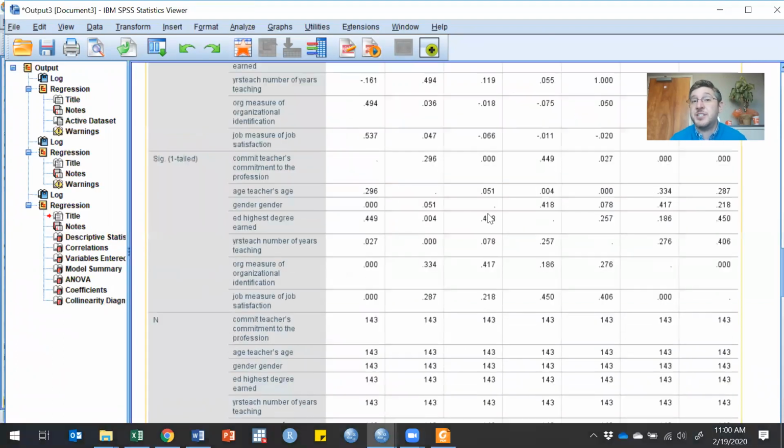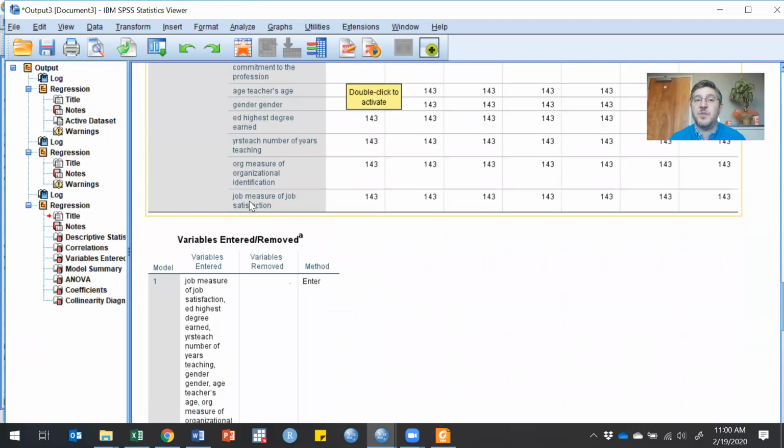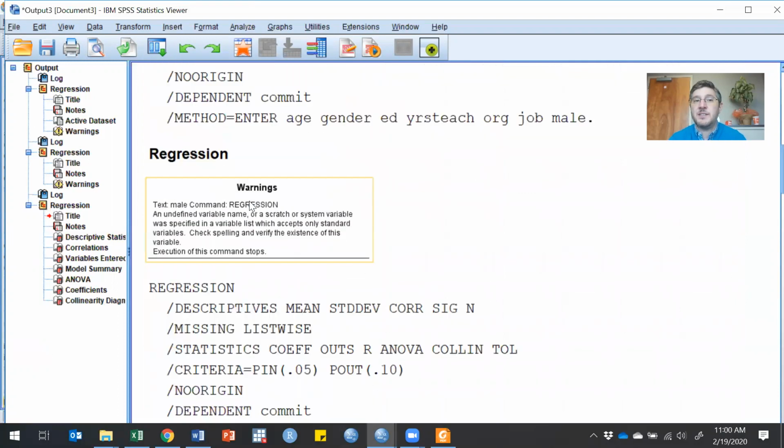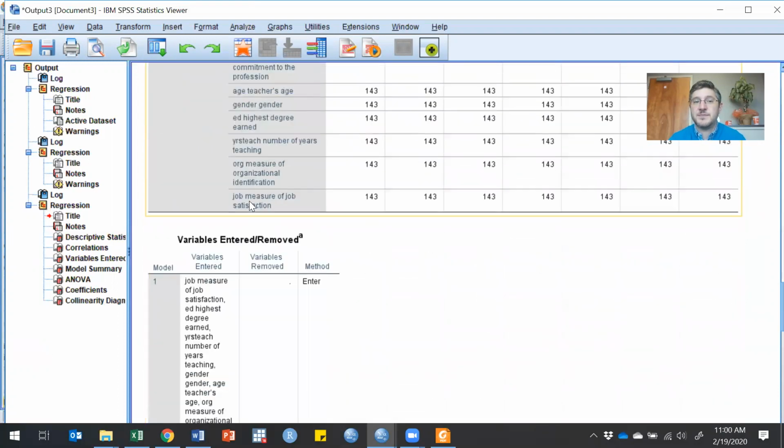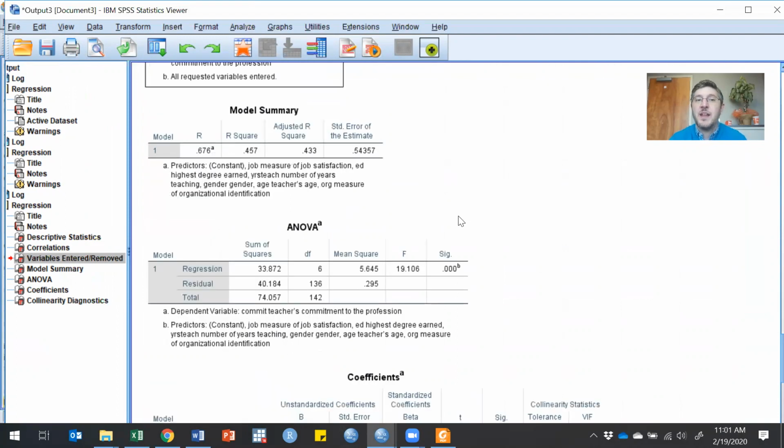Here are the correlations among the variables. What you want to see in this correlation matrix is that the variables are highly correlated with the outcome and not so strongly correlated among themselves. That's kind of the general pattern that you want to be on the lookout for. This table here is worthless. It just says that these are the variables you've entered into the model.